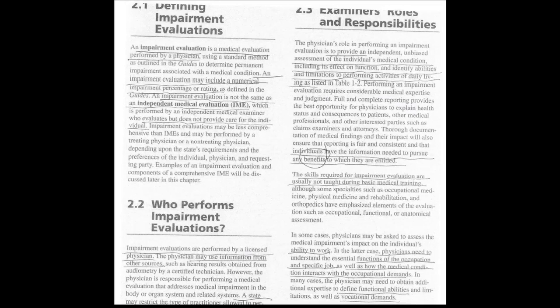It says the physician's role in performing it is to provide an independent, unbiased assessment of the individual's medical condition, including its effect on function, and identify abilities and limitations to performing activities of daily living. And so individuals have the information needed to pursue any benefits to which they are entitled. See, that's why. Why else would you put a number on an injury? Well, that's why. It's for benefits. It's for financial compensation. It's primarily in aiding with workers' compensation, but definitely with personal injury.